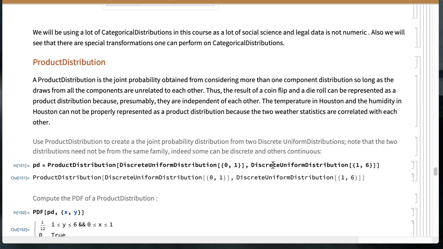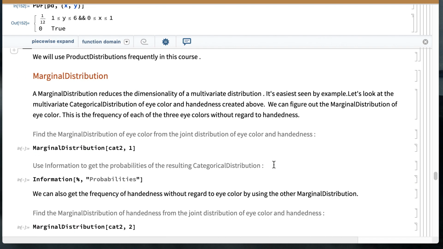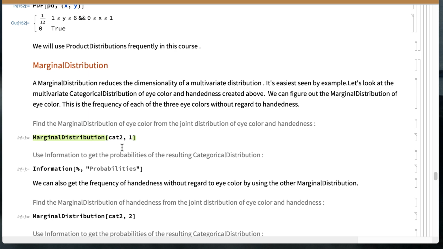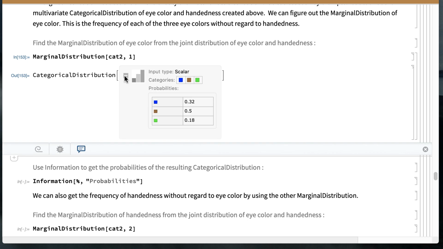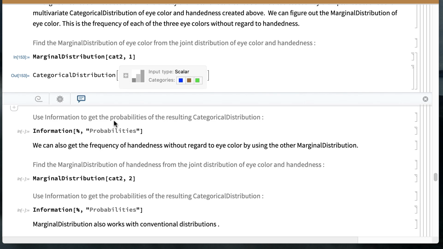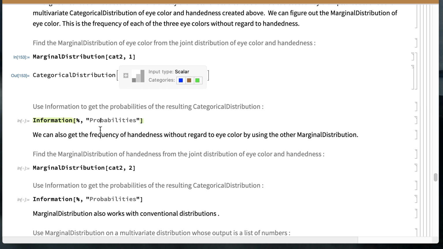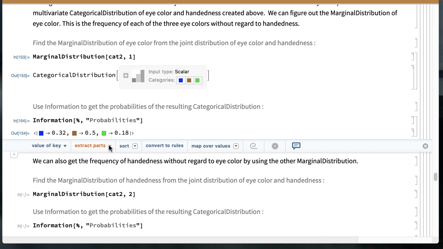Supposing I say, look, I don't care what hand they are. I want to know what the distribution is of their eye color. So that's simply asking for the first marginal distribution. And it produces another categorical distribution in which we have each of the probabilities there. Instead of clicking on the plus sign, I could say, hey, could you tell me the probabilities of that? Remember, percentage means that last thing, and it's going to tell us what it is.